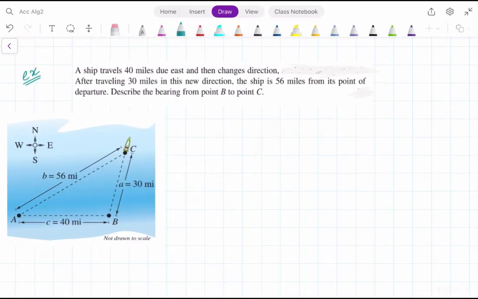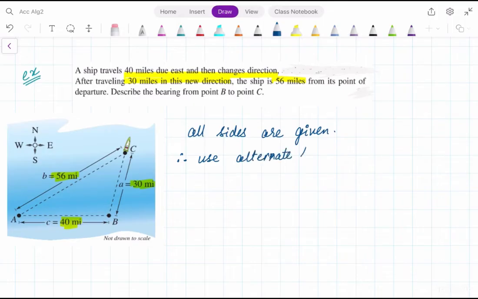This is with the bearing. So if you remember in the last unit, we talked about the bearing. It says 40 miles due east and then changes direction, and then 30 miles in the new direction. And then they also said 56 miles from its point of departure. So all the side lengths are given. That means this is a case of side, side, side. And they are asking you to describe the bearing from point B to point C.